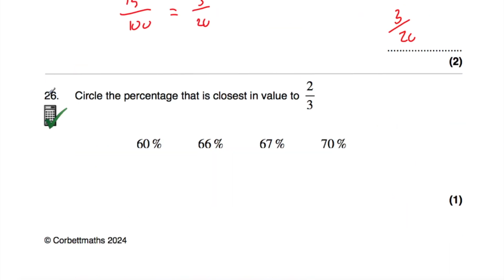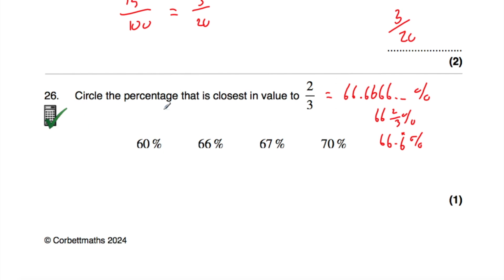Okay, let's look at our next question, question number 26. Question number 26 says, circle the percentage that is closest in value to 2/3. So 2/3 is equal to, and again, you should know this off by heart, 66.6666 and so on percent, or 66 2/3%, or 66.6 with a little dot above it because that means recurring percent. Any of those is fine. So that's what 2/3 is as a percentage.